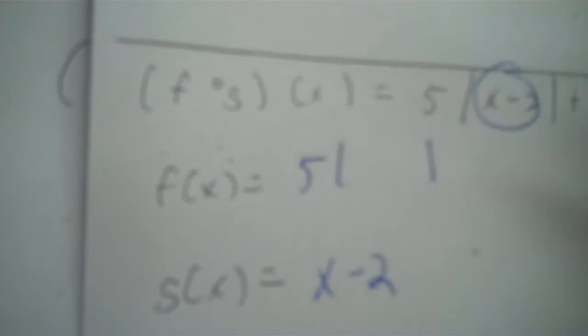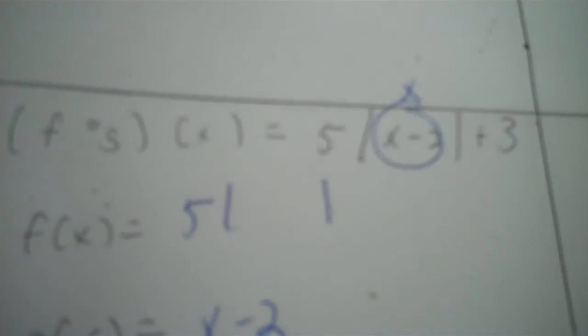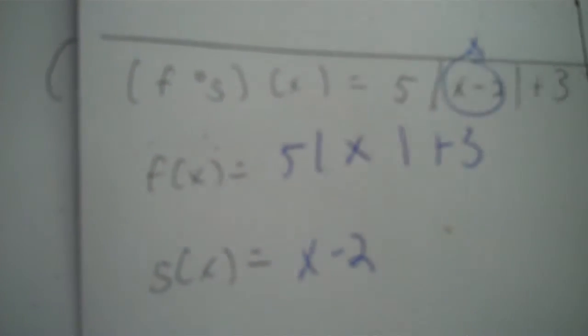Okay. F of g of x equals 5, and this time we have an absolute value function of x minus 2 plus 3. So the inside expression of the function is x minus 2. That's my g. So I have 5, and then the absolute value, but instead of x minus 2, we're just going to put an x in there, and then plus 3.